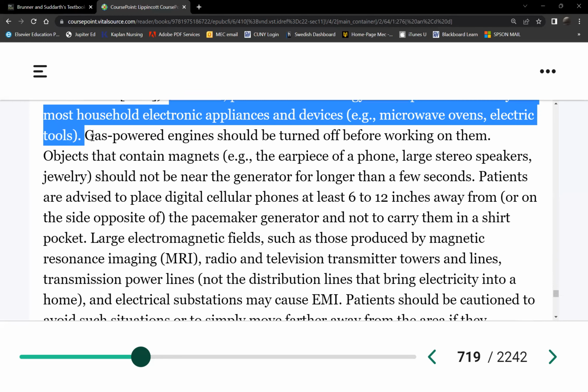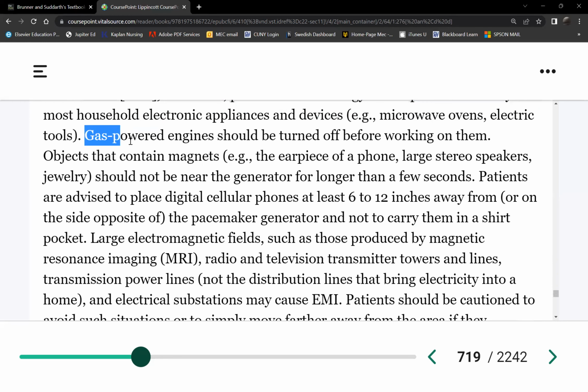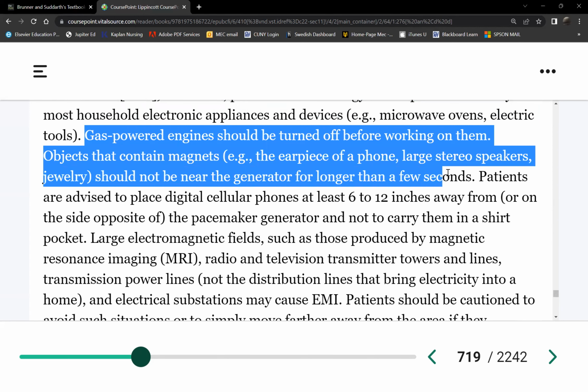Here, gas powered equipment, because these things usually have magnets. Motors, engine motors have magnets in order to function, right? Gas trimmers, for instance, welding equipment. These things have large magnets in them. They should be told not to be near or operate these equipment, especially welding equipment.